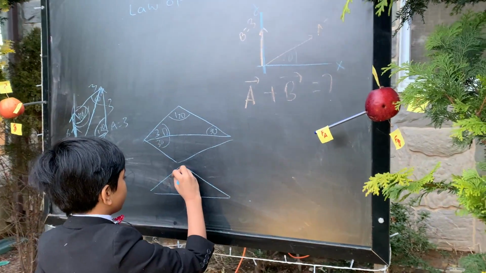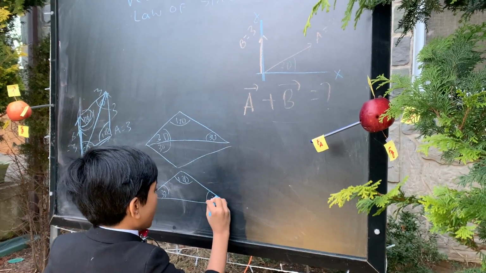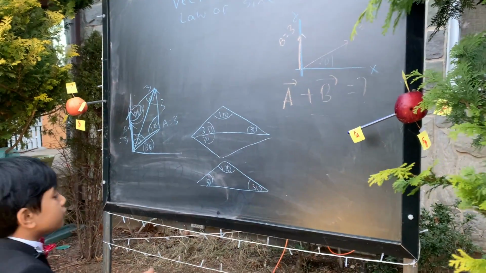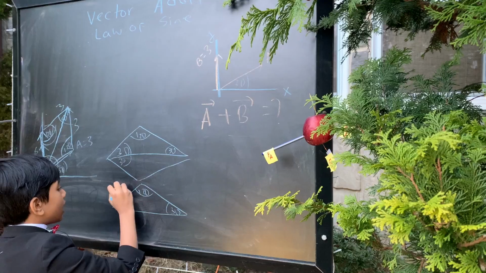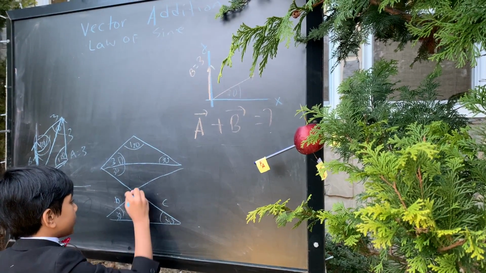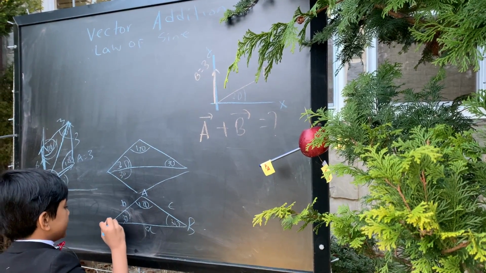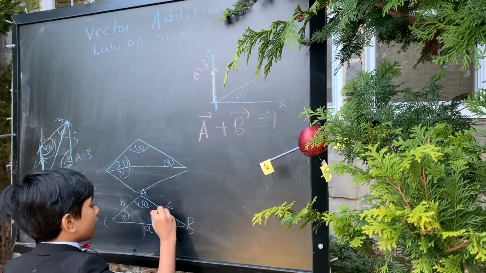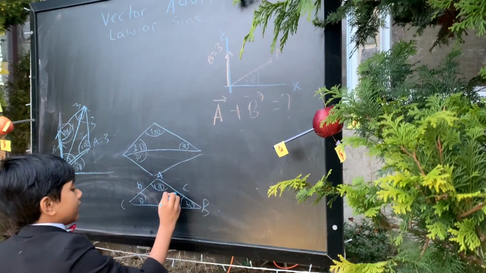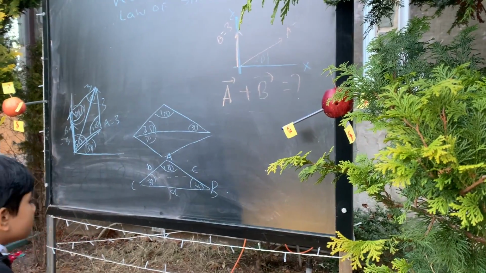So, 120, 30, 30. Now, how can we do this? Well, let's call this side B, this side C, and this side A. Now let's call this angle A, this angle B, and this angle C. Notice how each lowercase side is always opposite to its uppercase angle and back.